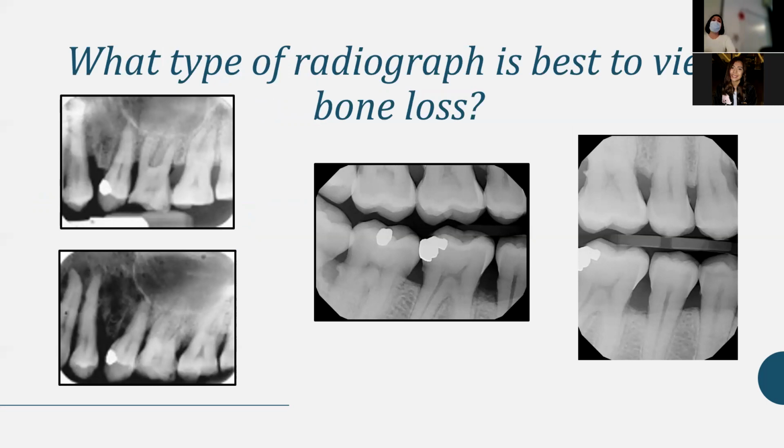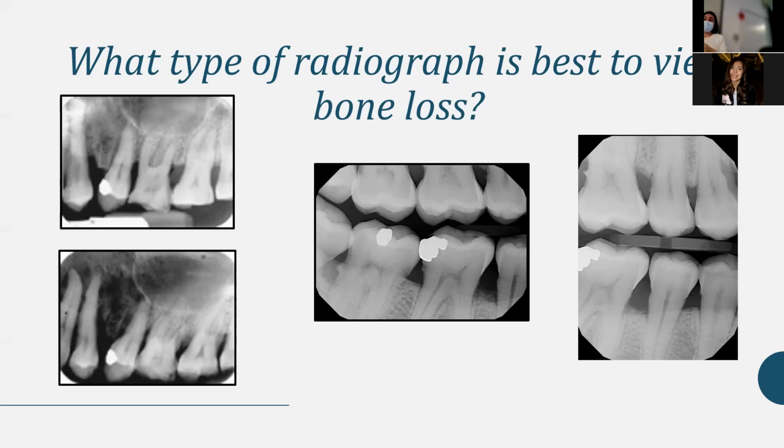What type of radiograph is best to view bone loss? Yep, a bite wing. And what is it about a bite wing that makes it accurate to see the bone? What is it about the technique of a bite wing? It's really parallel, right? We're coming straight in. So it's a very parallel technique. The film is behind the teeth and the central ray is coming in very perpendicular.